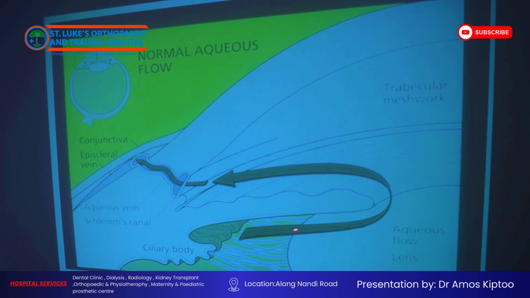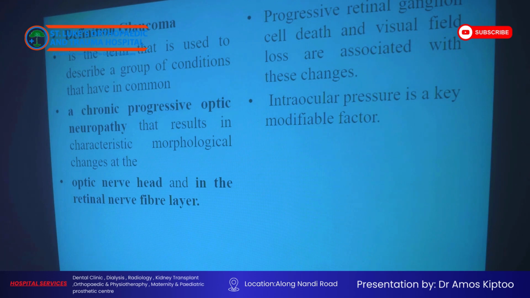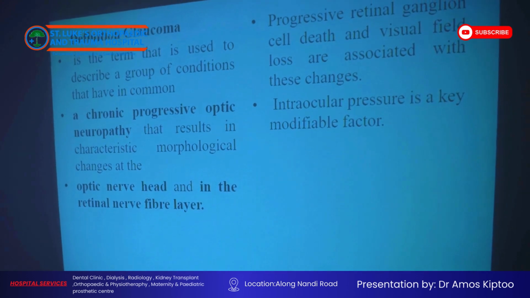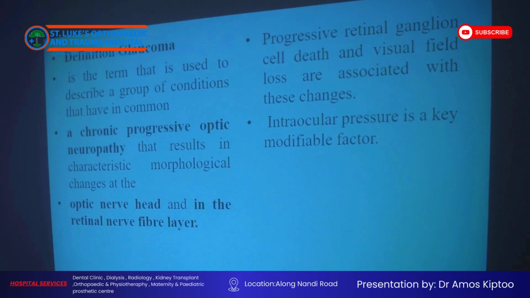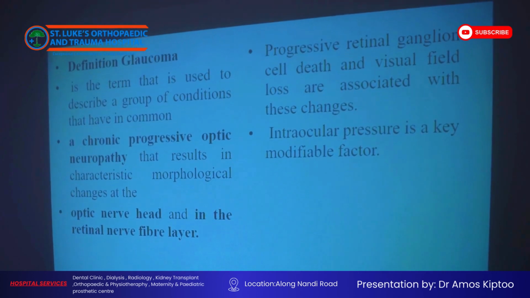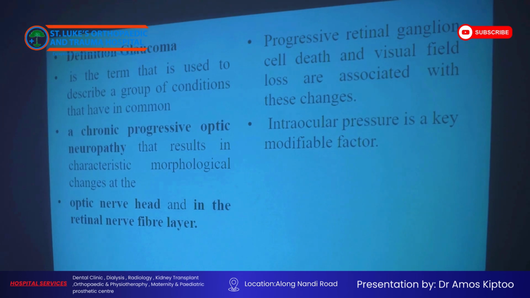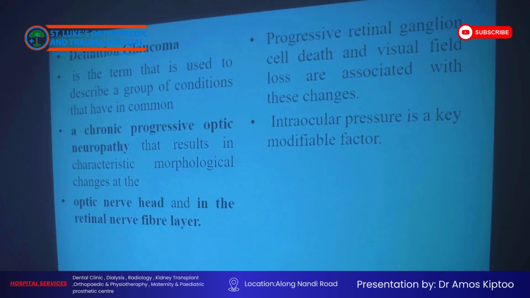through two different pathways. While we are discussing glaucoma, it is a group of eye conditions that involves a chronic progressive optic neuropathy that results in changes in the optic nerve head and retinal fiber layer. As we said, for the ball, it has to have a pressure. So the eye has to have a pressure within normal limits, and if it goes above the normal limits, it causes what we call glaucoma. The condition itself causes irreversible blindness.